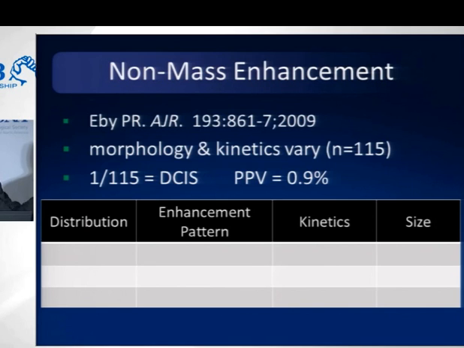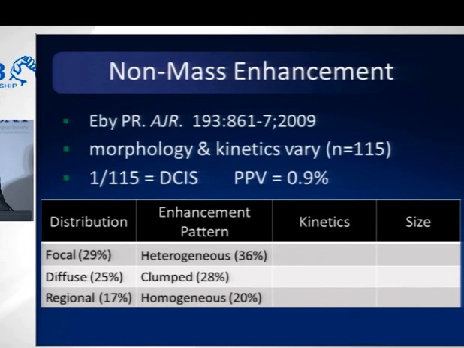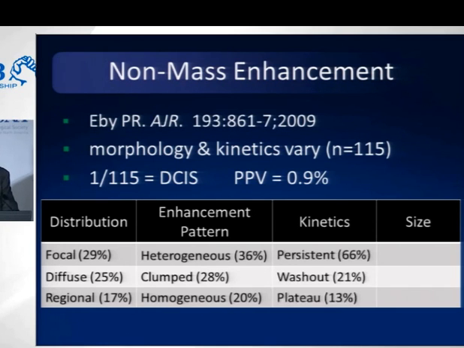So these are the foci, or the areas of non-mass enhancement that they followed. So the distributions were 30% focal, 25% diffuse, 17% regional. The enhancement patterns range from heterogeneous to clumped to homogeneous, and the kinetics were mostly persistent, but plenty were washout and plateau as well. Size overall was about 2.5 centimeters, but ranged from 3 millimeters to 10 centimeters in size. There's no way to take those data and apply it to your own practice to know what is safe to follow and what isn't.